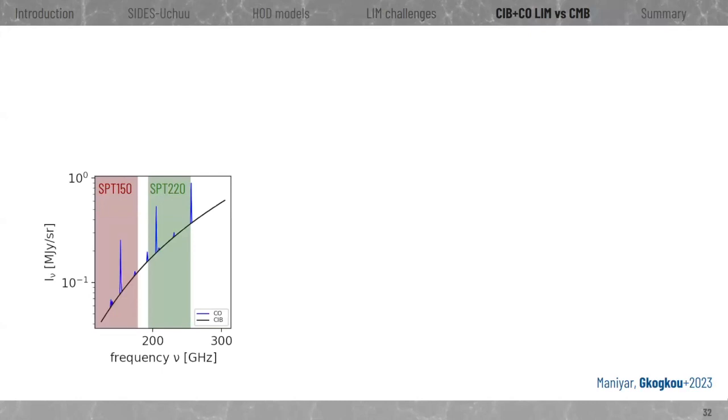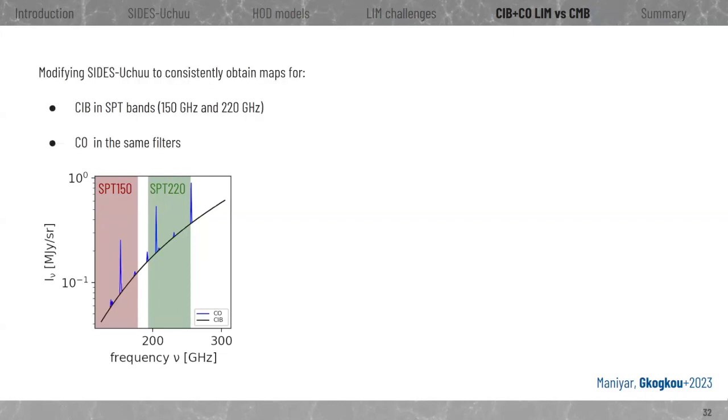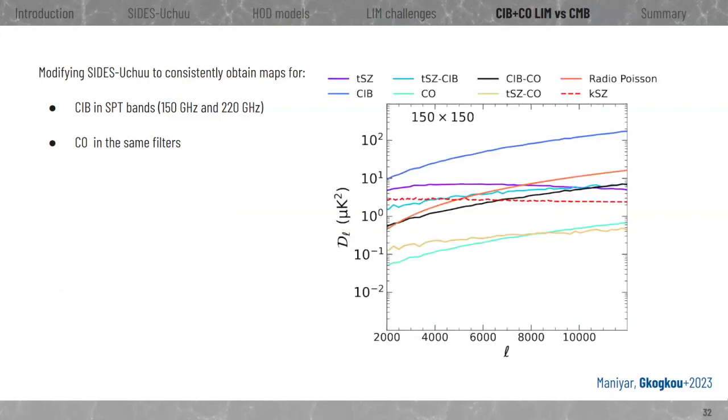Here you see the two SPT bands at 150 gigahertz and 220 gigahertz. And at such broad filters, you expect that the continuum emission, this black line, is the main contributor. But the dusty star forming galaxies, we expect them to emit in CO as well. So we wanted to see how significant the CO emission would be within this band. To do that consistently, I generated CIB maps using the simulation, and then did the same for the CO emission from the same exact sources, and plotted the power spectra of both together with the results from the previous paper.